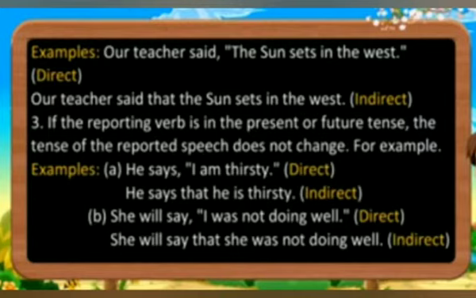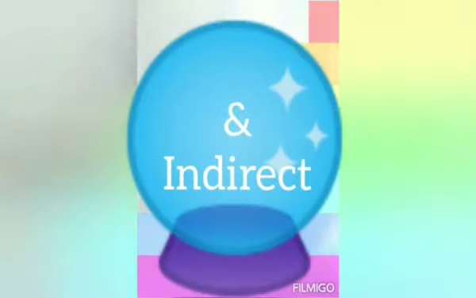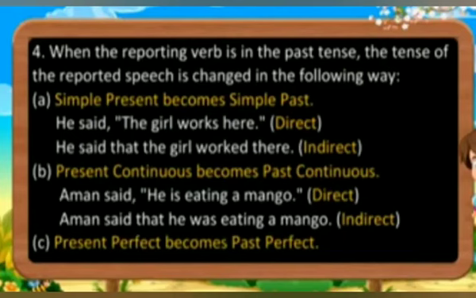Indirect. If the reporting verb is in present or future tense, then there will be no change in the tense of the indirect speech. For example, he says, I am thirsty. Direct. He says that he is thirsty. Indirect. When the reporting verb is in a past tense, then the reported speech is changed in the following way.